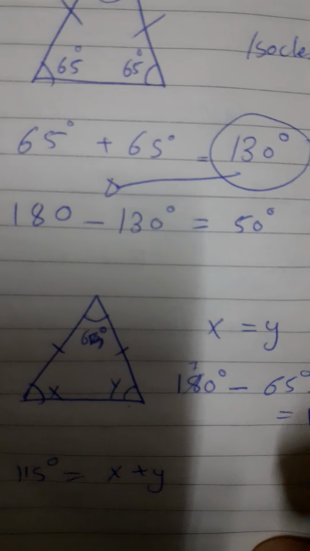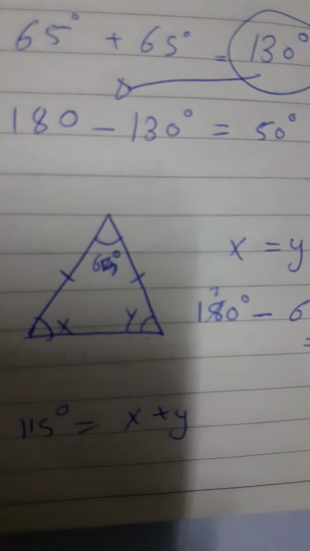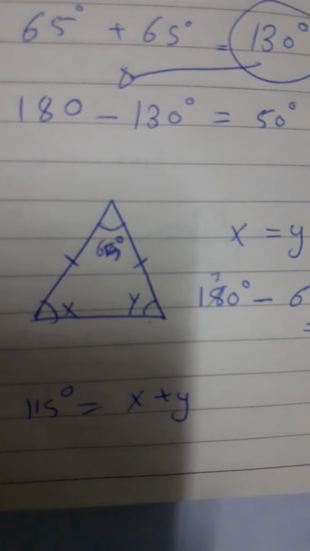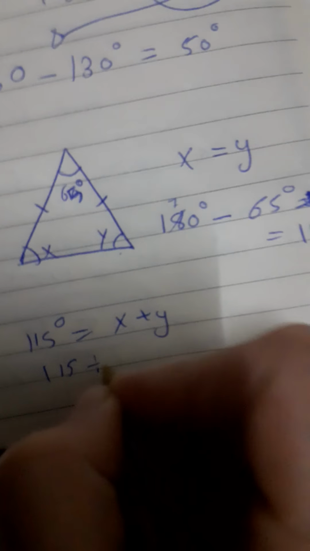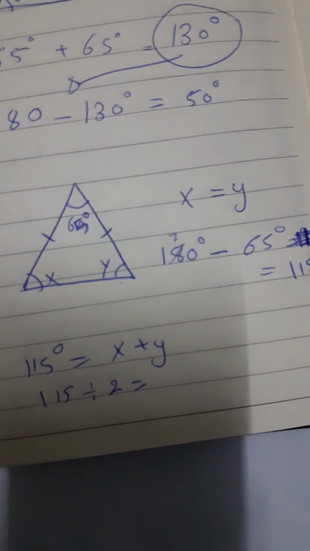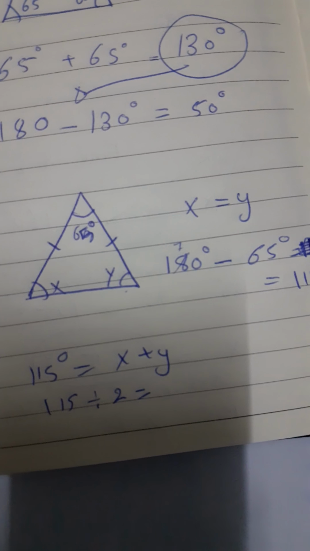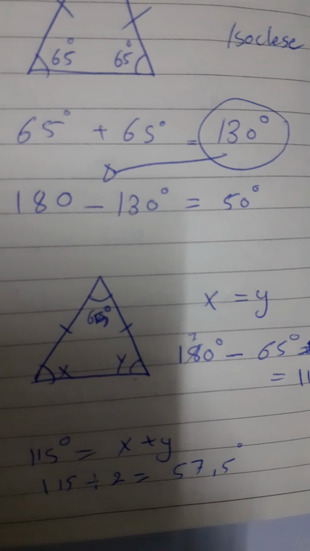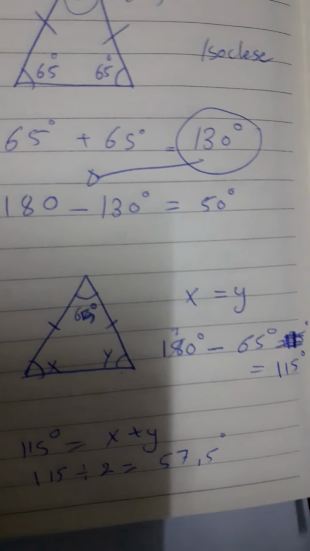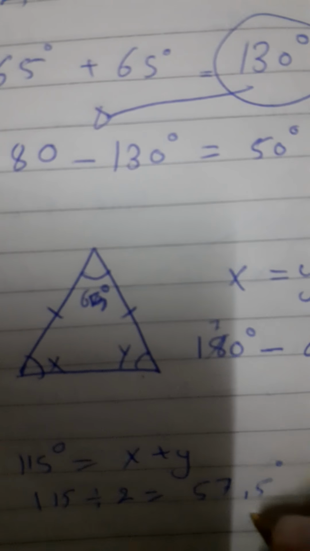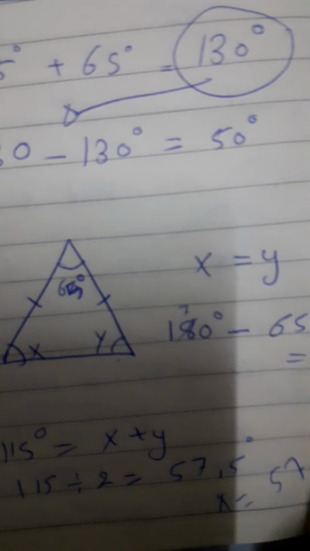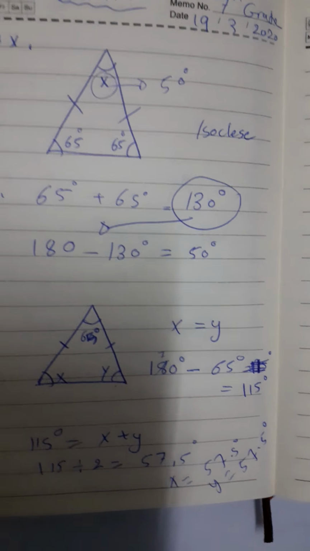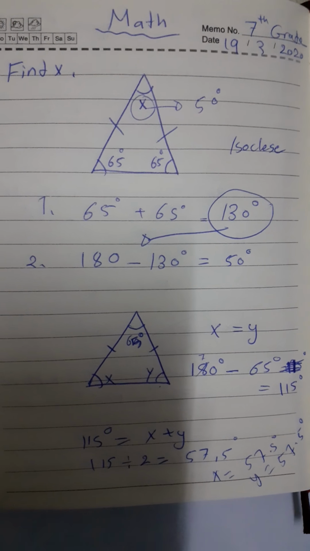all we need to do is divide 115 degrees by 2 to get the answer for X and Y. So 115 degrees divided by 2 will equal 57.5 degrees. Yes, X and Y are equal. Then X equals 57.5 and also Y equals 57.5. Okay, I'll leave you some questions about angles calculation.